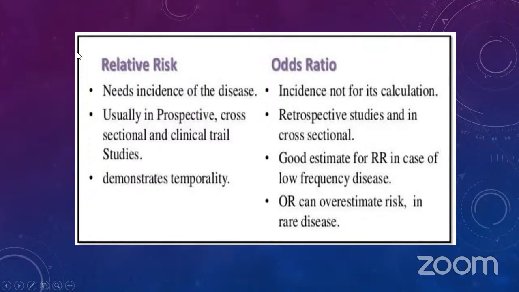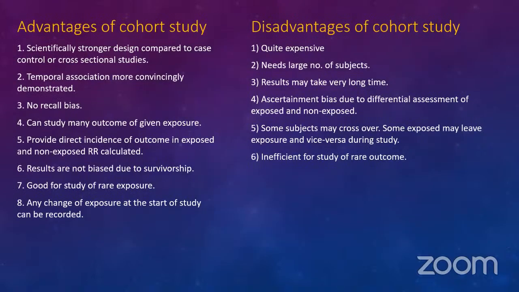The usefulness of relative risk is that time is taken into account in relative risk. That is why it attains more significance. In odds ratio, incidence is not used for risk calculation, and it can overestimate, because we are at time t0 where we already have the patients with disease, so it can always overestimate the risk of a disease, especially in rare diseases.